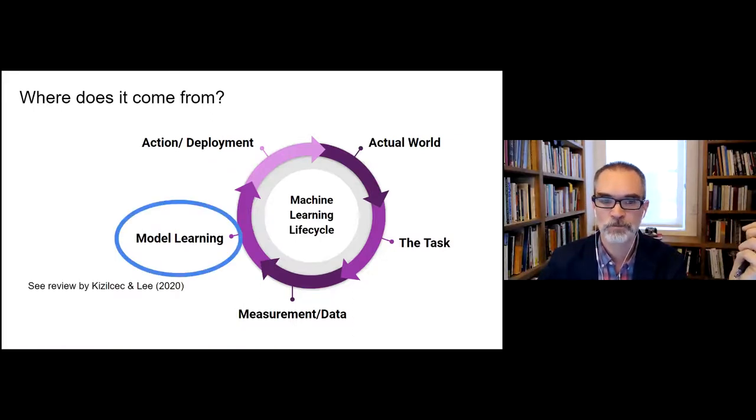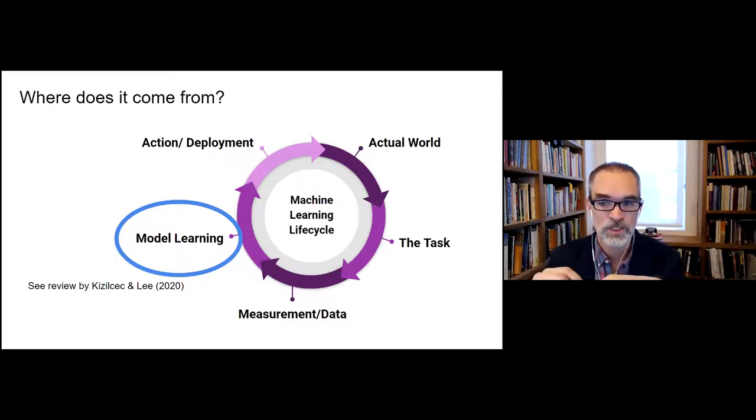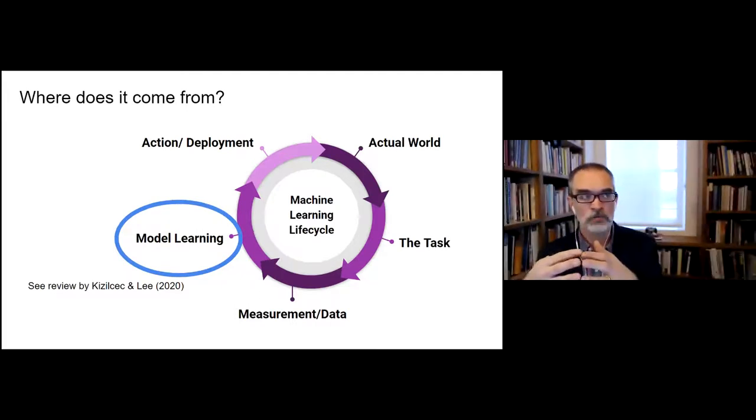Researchers have written extensively about the model learning stage of the life cycle and how different metrics for fairness can be used to audit models for bias. Kizilcek and Lee have a great review that brings the broader research on modeling from computer science into the education context in a really useful way.